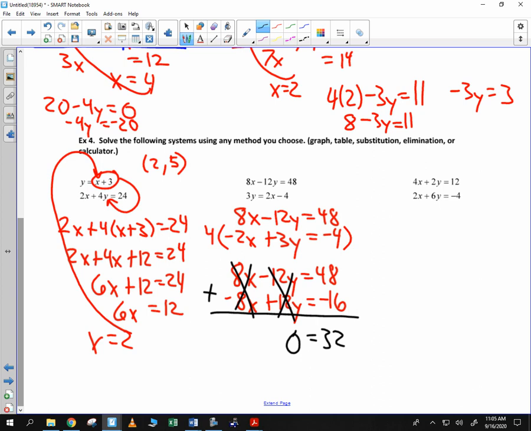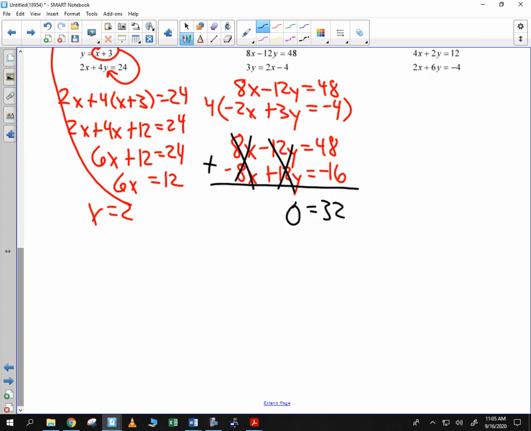This is another interesting solution. Before you had a solution of infinite solutions. Now you get 0 equals 32. That's never possible. So this is a no solution. It turns out that these lines would be parallel lines. And therefore we know that there's no solution.